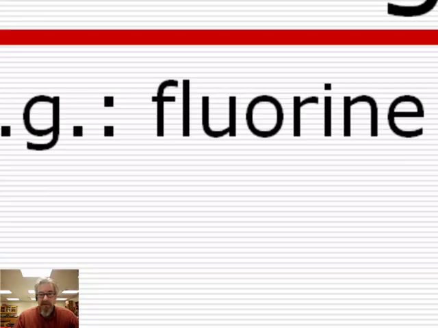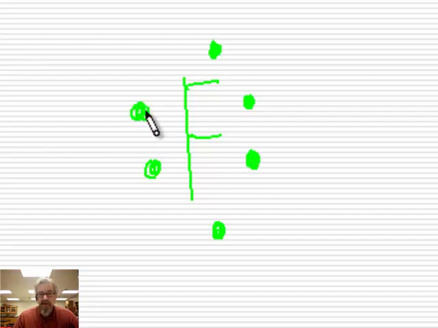Fluorine, one last example here. Fluorine is in column 7. So I go one side, second side, third side, fourth side. Starts to double up now. Dot 5, dot 6, dot 7. And that leaves one open spot here. Fluorine doesn't have a full 8 dots.